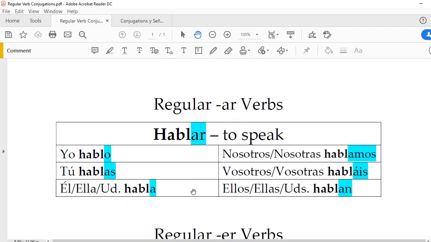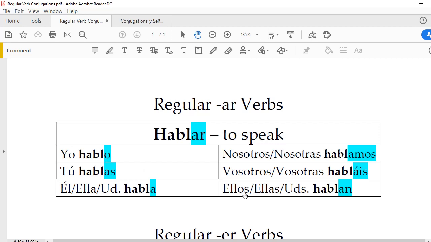So the verb that I have for a regular AR verb is hablar. Everybody say hablar. And remember that H had better be silent, or else I'm going to say honestly. Anyway, so we have hablar, which means to speak. And I've already gone through and conjugated all three of these verbs, and we can see here the endings, again, are highlighted.